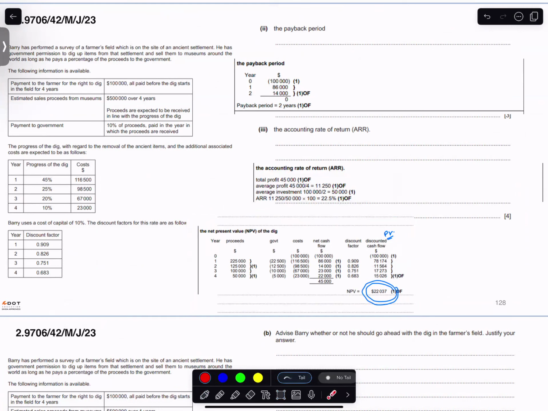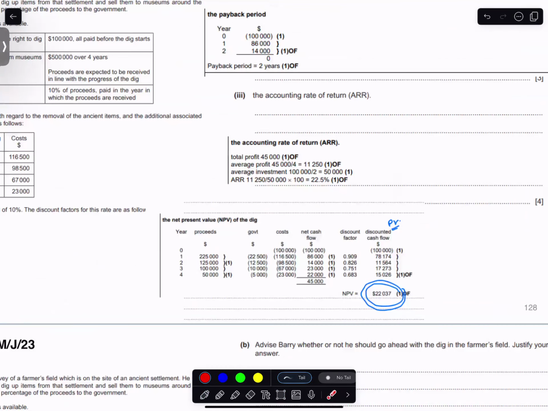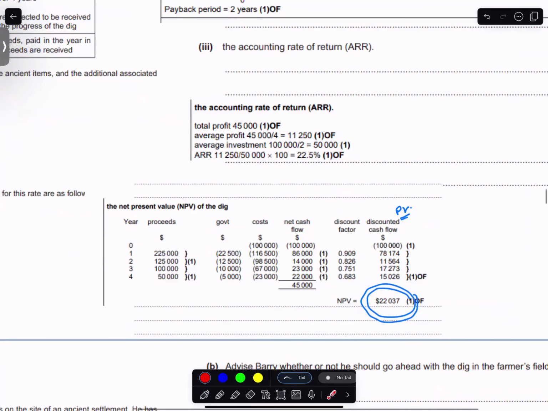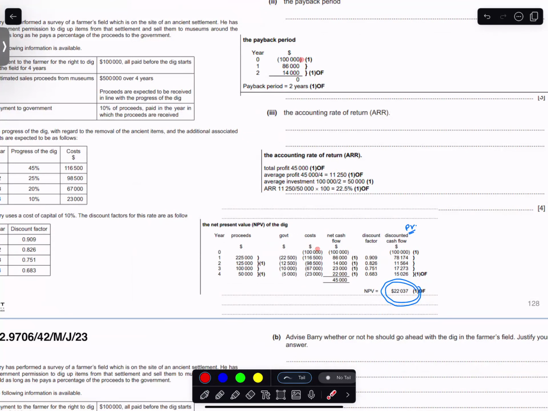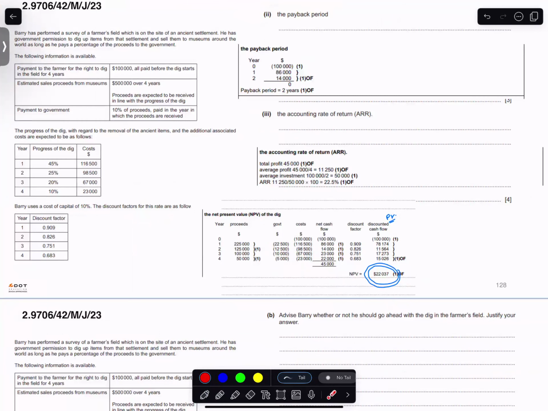So in year 0, there is a net cash outflow of how much? 100,000. Okay, this is your initial outflow. In year 1, what is the cost of your project? 100,000. So in year 1, you are getting how much? 86,000. In year 2, you are getting how much? 14,000. 86,000 plus 14,000, 100,000.